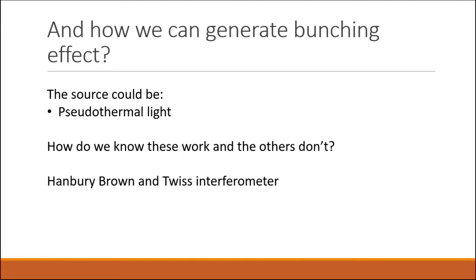We need bunching, but how can we generate this? In the 50s, Hanbury Brown and Twiss proposed an experiment in which they did interferometry, but with intensity. They used it to calculate the radius of the stars, and they were measuring what is called the second degree of coherence. We only need to know that this is a measure of correlation. So that the photons arrive in bunches, this factor has to be equal to or greater than 2.